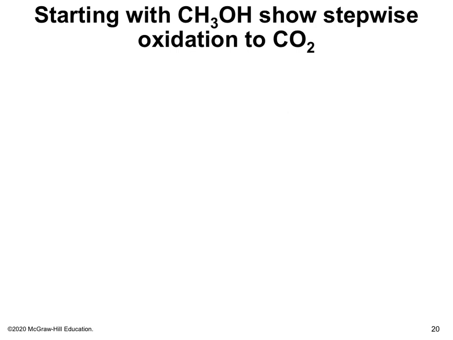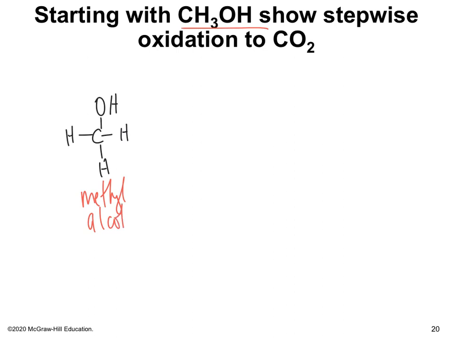Okay, so starting with methanol, stepwise oxidation to carbon dioxide. So this is a methyl alcohol. And so you see that carbon has 1 bond to oxygen and 3 bonds to hydrogen. When we oxidize this, you can oxidize it with PCC or Jones.